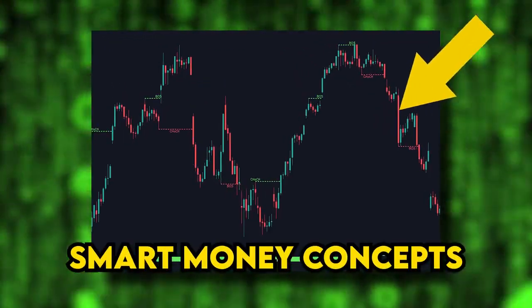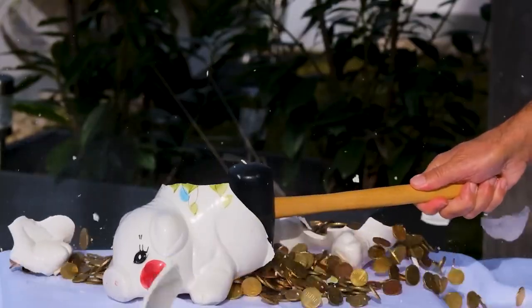These are smart money concepts, the same concepts big banks, hedge funds, and big institutions use. And there's a reason for that, because of how successful they are. I'm really rich. I'll show you that in a second. This is not your ordinary indicator strategy.